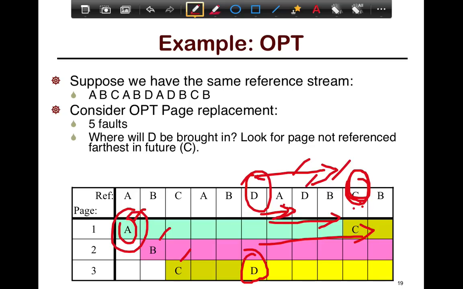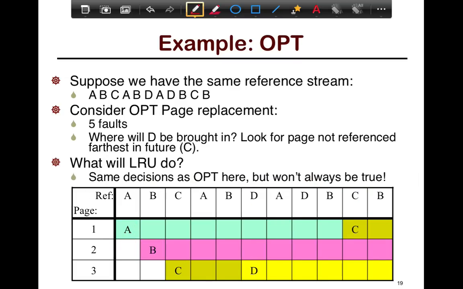So then C replaces A. Okay. So when you replace a page at any given instant, you look furthest into the future. Okay. So let's look at what LRU would do in this case. It tries to make the same decisions as OPT in this case.